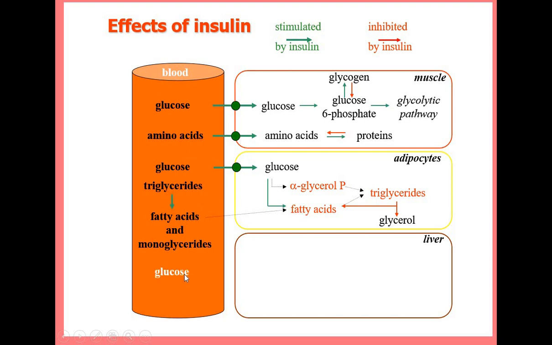Finally, hepatocytes, which are cells present in the liver. Here also glucose entry is stimulated, right? Here the expression is not of GLUT4, so it is not as prominent an effect as you have seen in muscles and adipose tissue, adipocytes. But you can see that once glucose has entered the cell, glycogenesis is stimulated and glycogenolysis is inhibited, right?